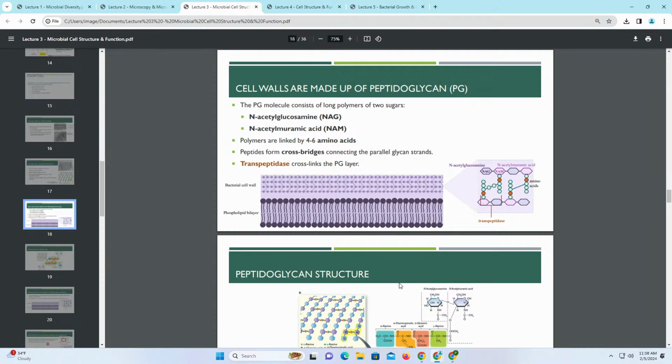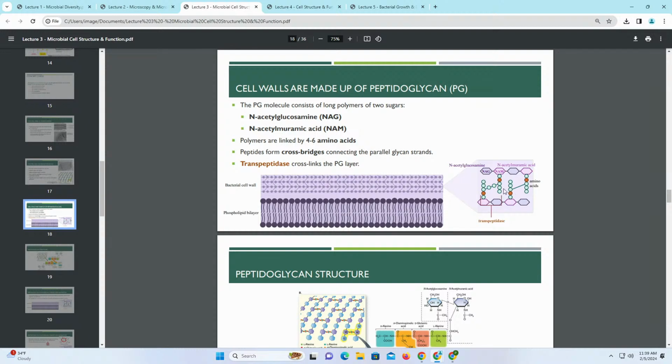So this peptidoglycan layer consists of these two sugars, NAG and NAM. These are the sugars, and they connect in this way and form these chains. And so that's this part of the cell. That's kind of zooming into the cell wall.